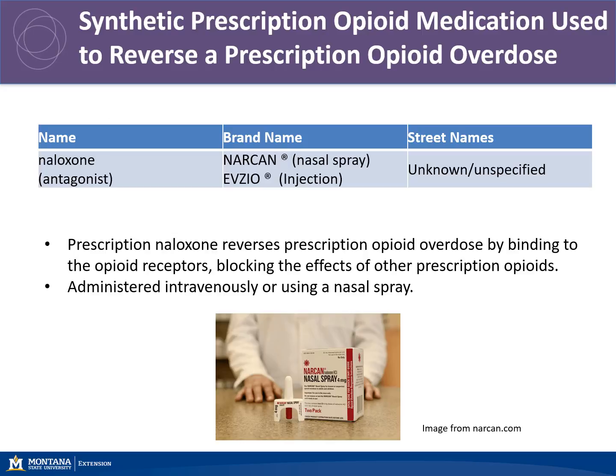The synthetic prescription opioid medication used to reverse an opioid overdose is called naloxone. As you can see, naloxone is a prescription opioid antagonist. If you recall from the earlier slide, an antagonist is a substance that interferes with or inhibits the physiological response. Naloxone actually binds to opioid receptors, blocking the effects of other prescription or illicit opioids. It can be administered via injection or nasal spray.